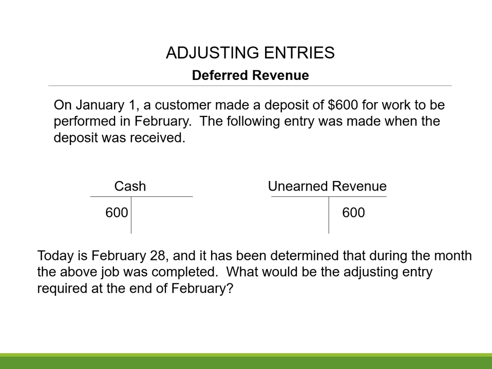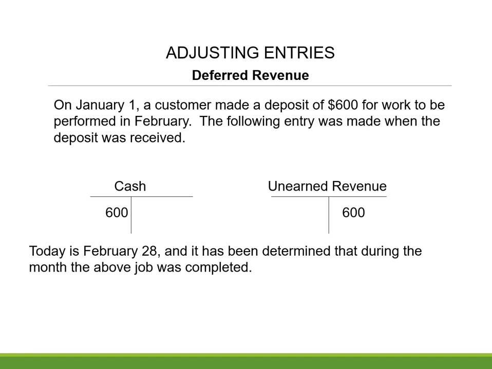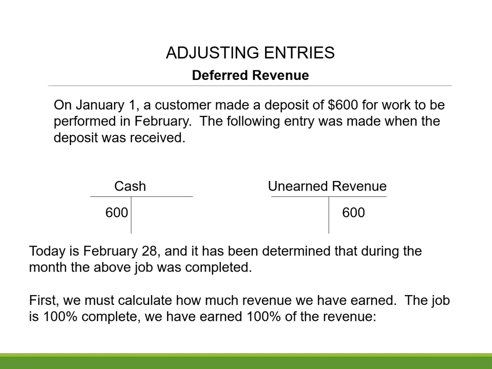So today is February 28th, and it's been determined during the month that the above job was completed. So we performed the service for the client, and now what would be the adjusting entry? Okay, so the job was complete. So first we have to calculate out how much revenue we have earned. So since the job is 100% complete, we have earned 100% of the revenue, which is $600.